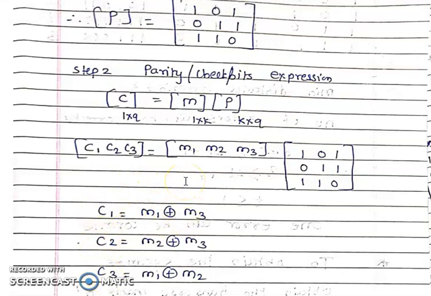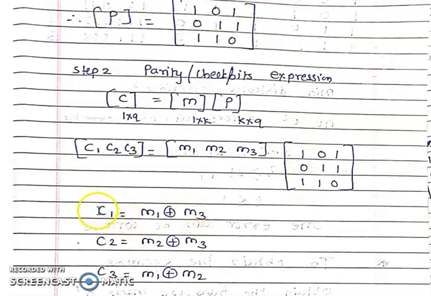So for the equation of that, we just multiply the message bit into the parity matrix. That means the first row, M1, M2, M3, will be multiplied with the first column. So for finding C1, I will just multiply this first row into the first column. Wherever the one bits are there, that message bit will be there in the equation.